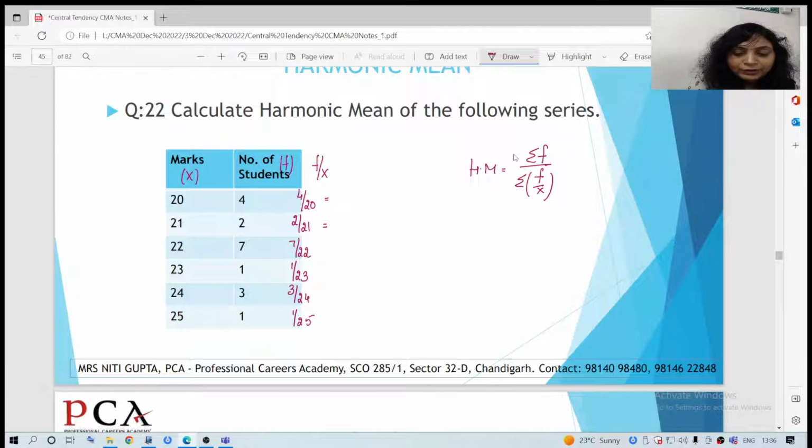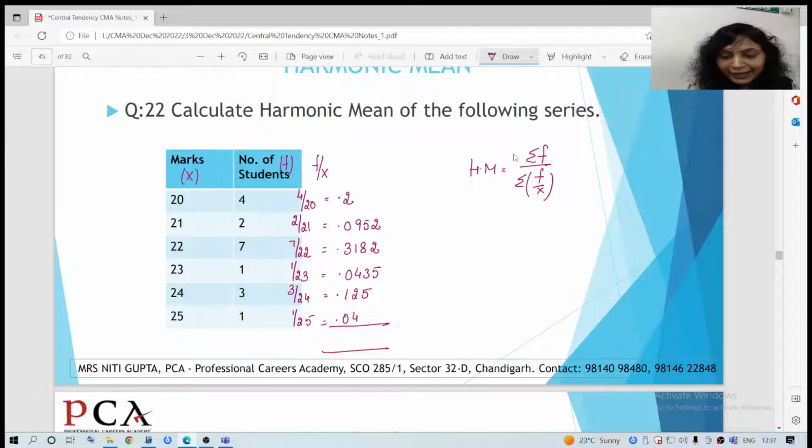So this is f upon x. First write down the values. 4 divided by 20, this is 0.2. 2 divided by 21, this is 0.0952. 7 divided by 22, this is 0.3182. 1 divided by 23, this is 0.0435. Then 3 divided by 24, this is 0.125. And 1 divided by 25, this is 0.04.